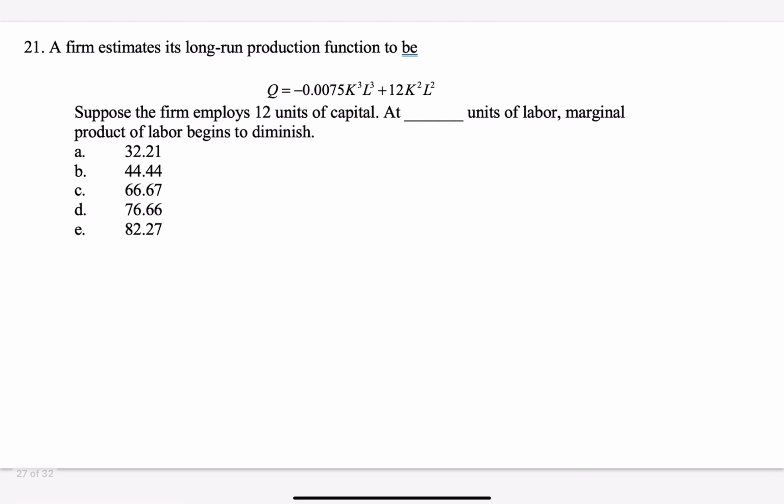A firm estimates its long-run production function to be Q equals negative 0.0075 K to the third L to the third plus 12K squared L squared. Suppose the firm employs 12 units of capital. At blank units of labor, marginal product of labor begins to diminish. So 12 units of capital, this means that K is equal to 12. So before we do anything else, we need to plug in 12 for our K.